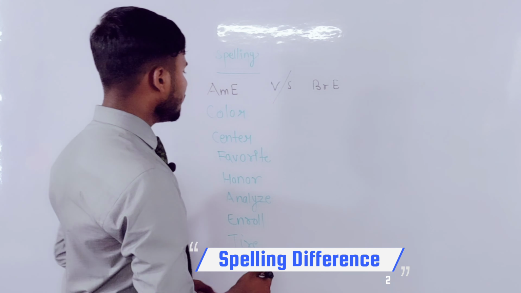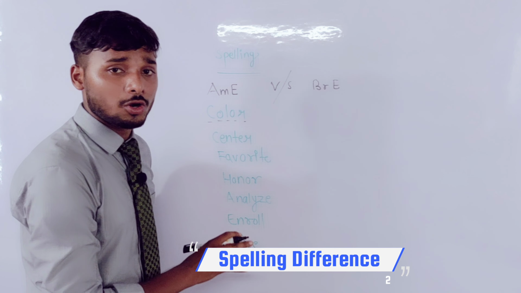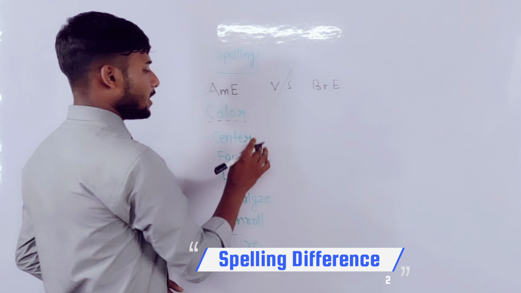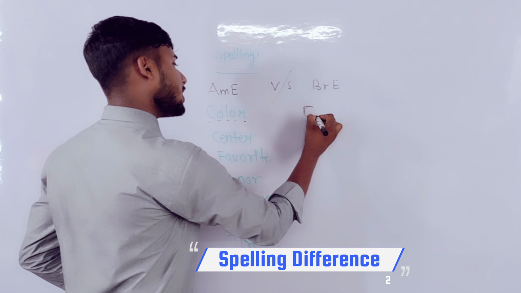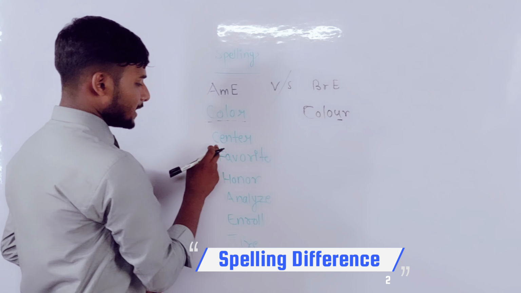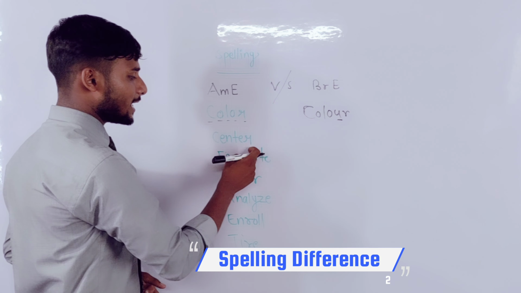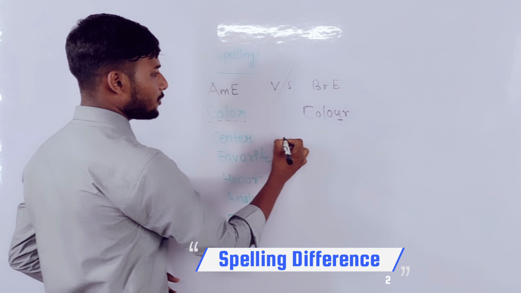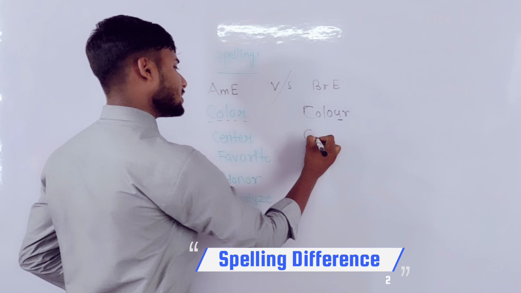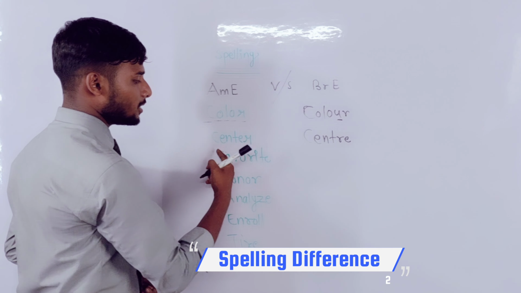Let me show you here. You can see C-O-L-O-R, color. If you write like this, you are not wrong. This is correct in American English. But in British English, you'll find C-O-L-O-U-R, right? One more U comes here. You can see C-E-N-T-E-R in American English, center. But if you write this in British English, then you have to write C-E-N-T-R-E.